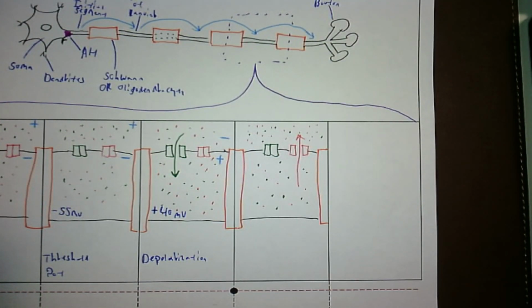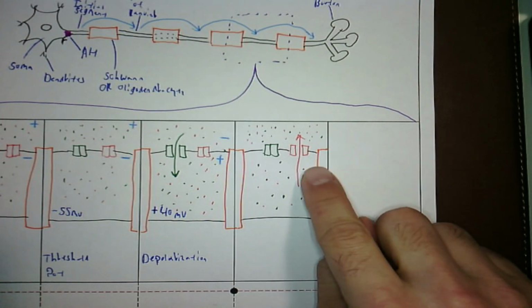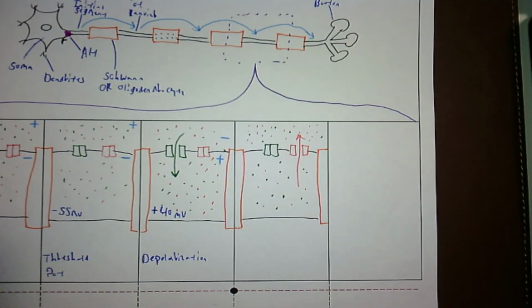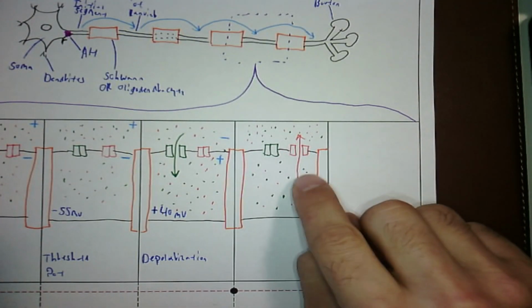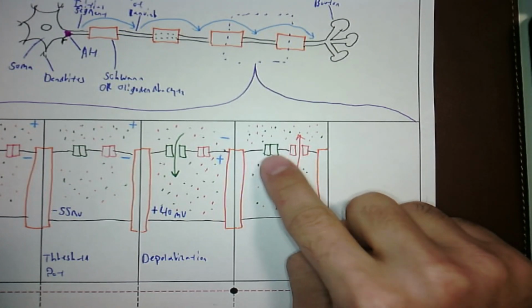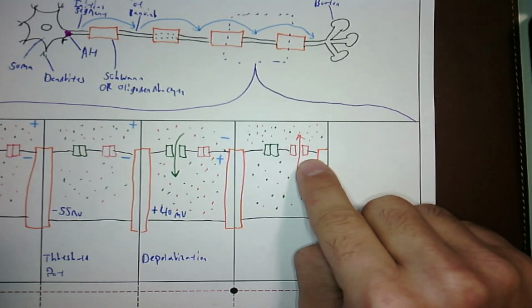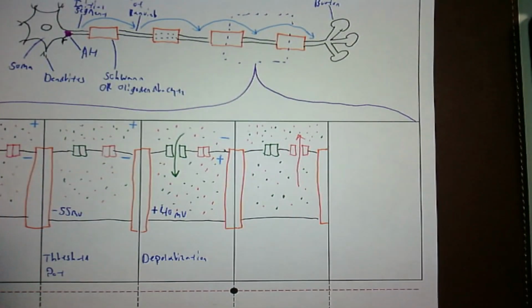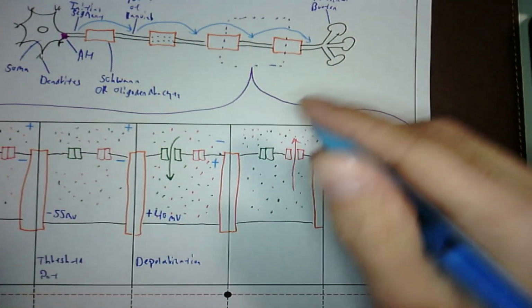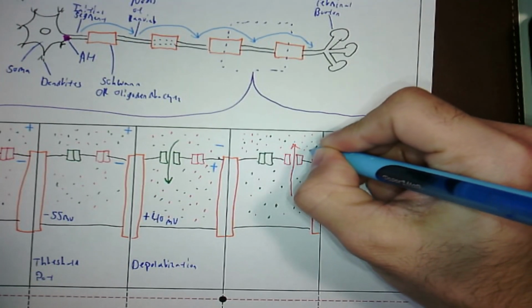But here's the thing. Even though this was slow to open, this stays open longer. This potassium channel stays open longer and allows more potassium to leave. It's not just open and closed very quickly like sodium was. This opens after sodium, and it takes a little while to open. But once it's open, it stays open longer. And as a result, we have this happen where our signs are actually going to flip back.